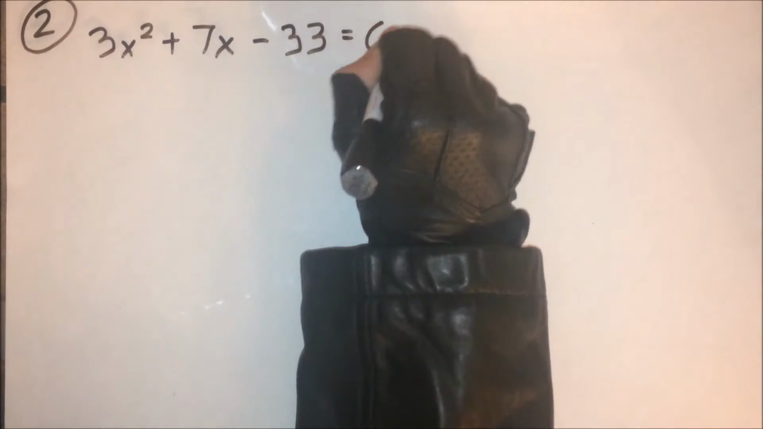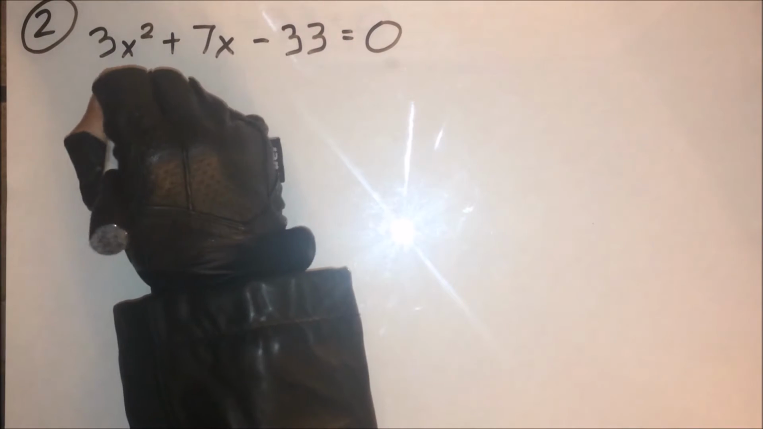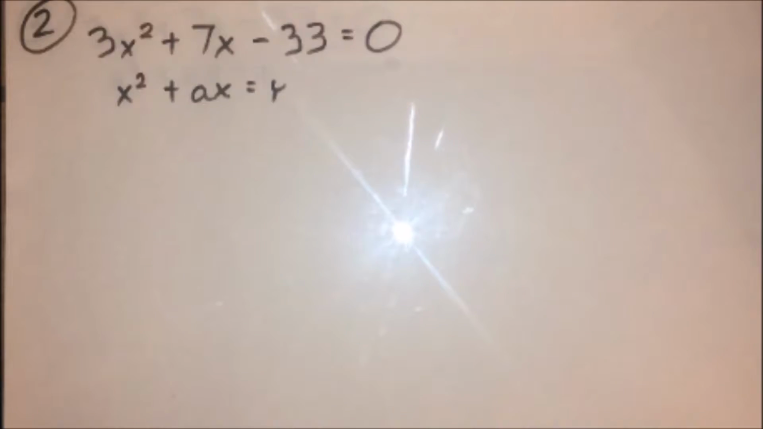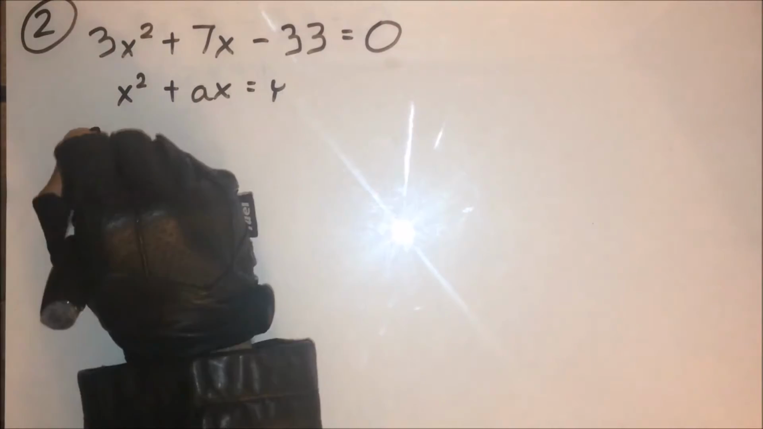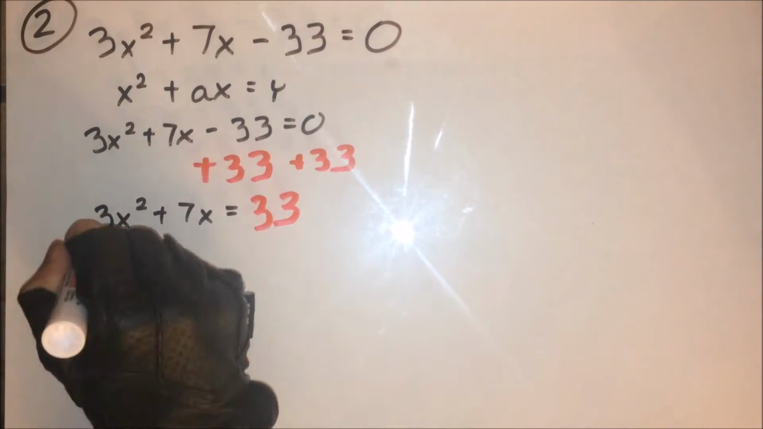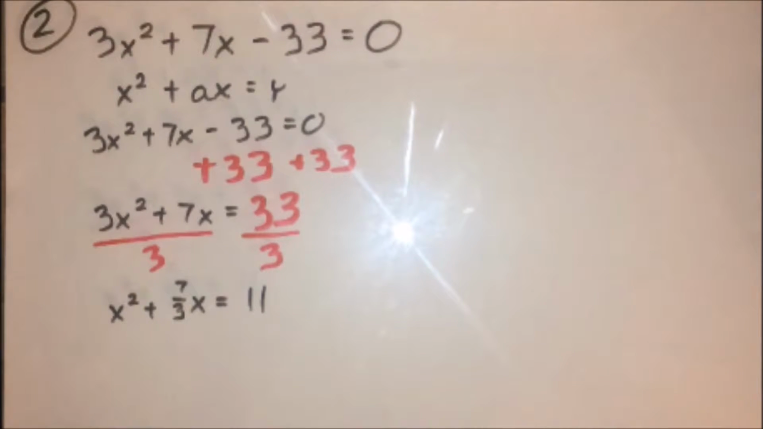For our second example, let's use the equation 3x squared plus 7x minus 33 equals 0. Remember that the first thing we want to do is get it into the format x squared plus ax equals y. To do this, we would add 33 to both sides, then divide by 3. Giving us x squared plus 7 over 3x equals 11.